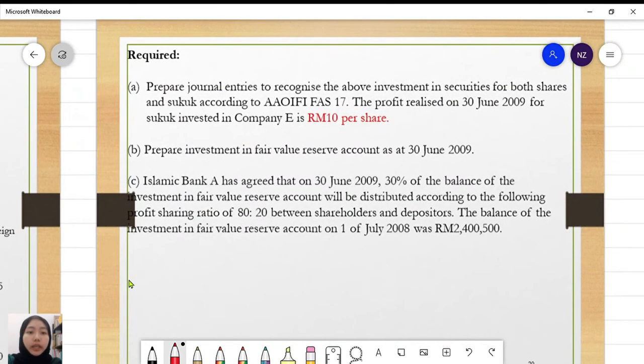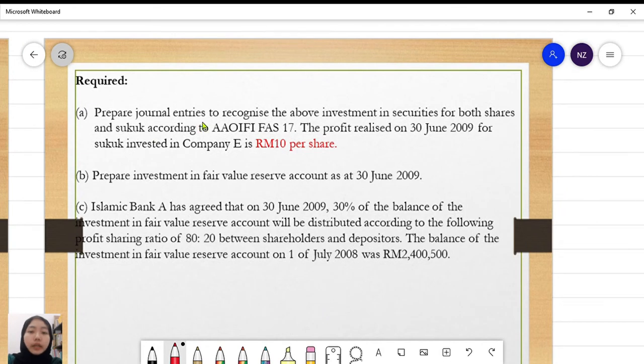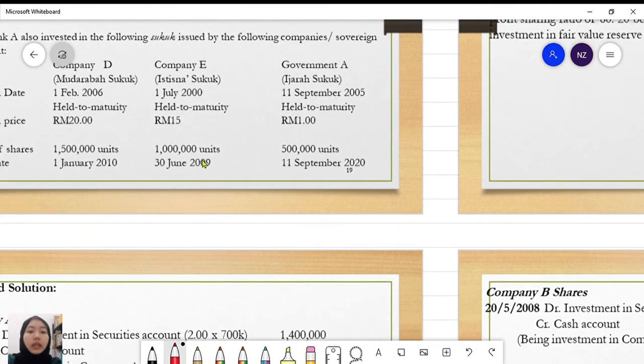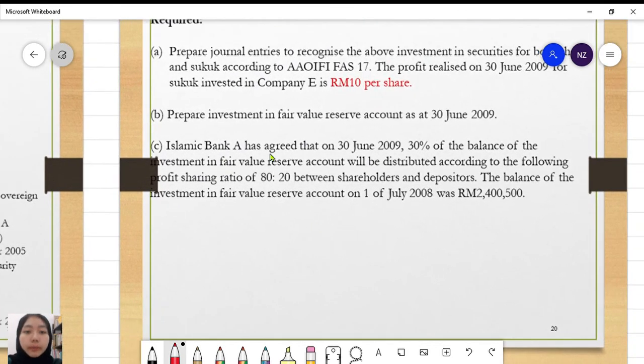Okay, and then you are required to prepare journal entries to recognize the above investment in securities for both shares and sukuk according to FRS 118, and the profit realized on 30 June 2009 for sukuk invested in company E is RM10 per share. Meaning, company E's sukuk was successfully sold at the end of the maturity date earlier, and the price of that sukuk at that time is RM10. That is what it means.